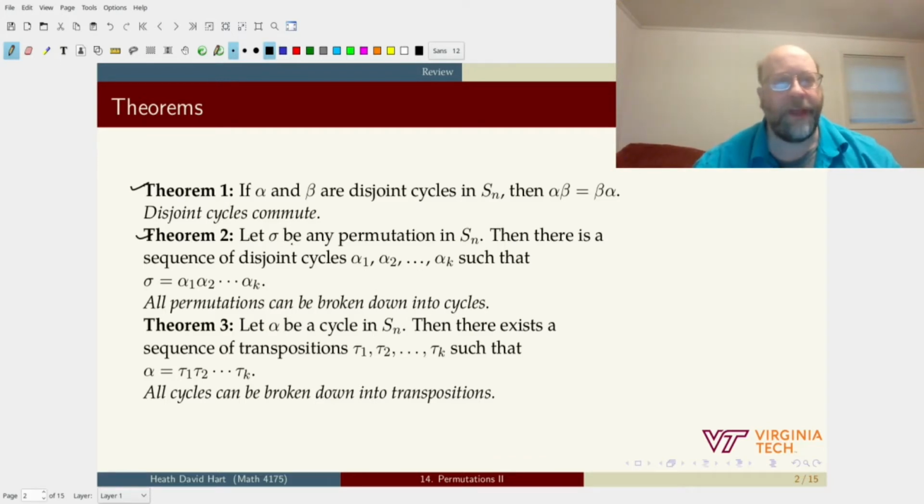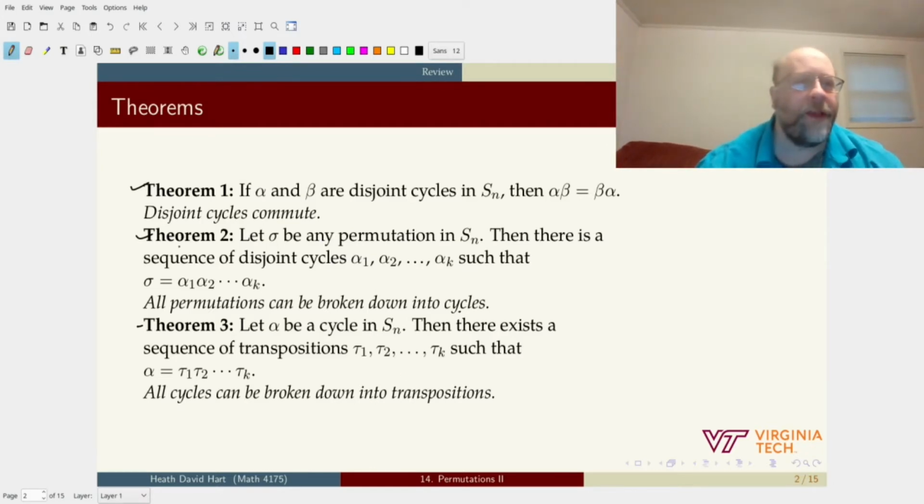If sigma is any permutation in S sub n, then we can break sigma down into a sequence of disjoint cycles. So sigma is equal to alpha 1, alpha 2, up through alpha k. And let alpha be a cycle in S sub n. Then there's a sequence of transpositions tau 1, tau 2, up through tau k, such that alpha is equal to the product of these transpositions. So all permutations can be broken down to cycles, and all cycles can be broken down to transpositions.